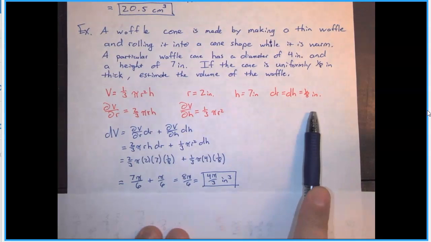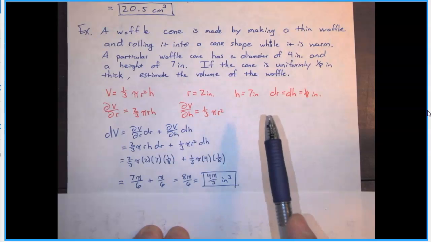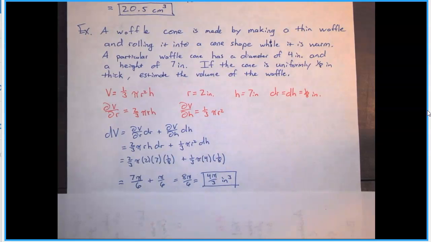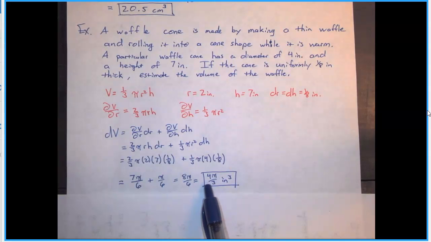And if we assume that dr and dh are positive, then these are the measurements of the inner cone. So we're measuring the cone from the inside. So from the inner edge to the inner edge, the diameter was 4 inches rather than from the outer edge to the outer edge. So we're assuming that these measurements are the inner cone, and then dr and dh say we're moving outward 1/8 of an inch everywhere. And so that's how we get the change in volume. If we had assumed that these were the measurements of the outer cone, we would have had to make this negative 1/8, which would have given us the same answer. It just would have been negative.